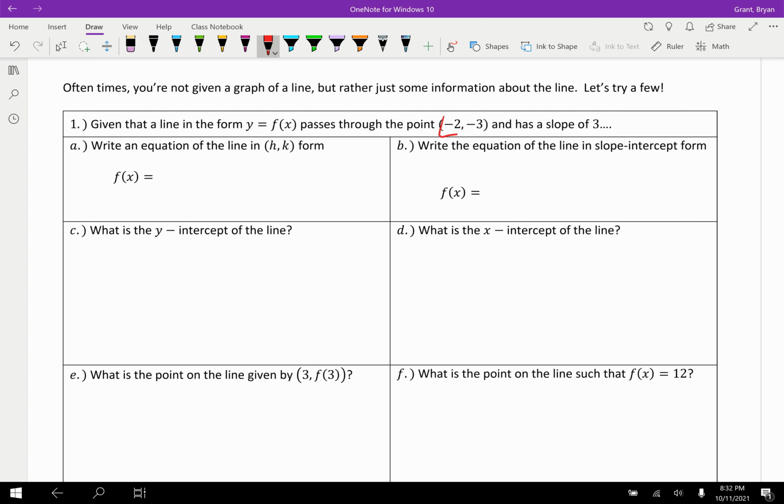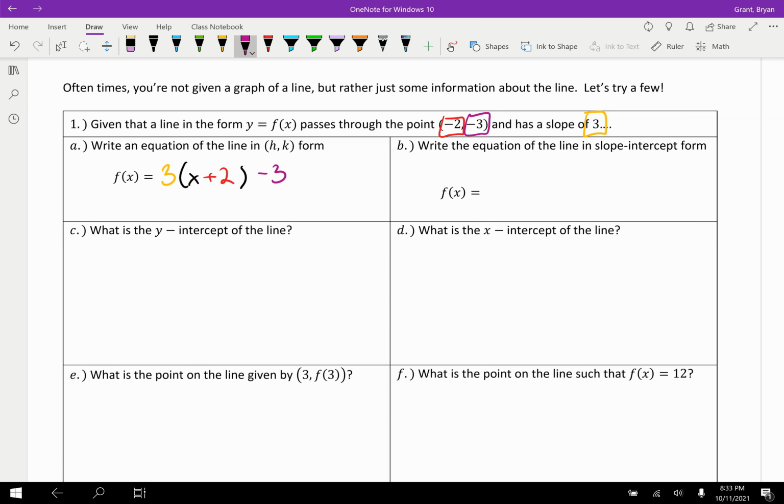And I'll try to color code this for us. Negative 2, negative 3, and slope of 3. Well, HK form takes the slope first, has this x piece. We take the h value, that's always the x, we do the opposite of that, and then the k, minus 3. Hey look, this is the perfect equation where if you graph it, it will pass through that point.